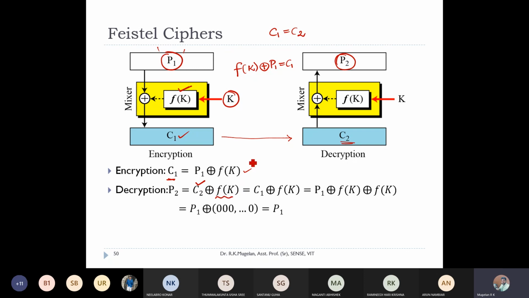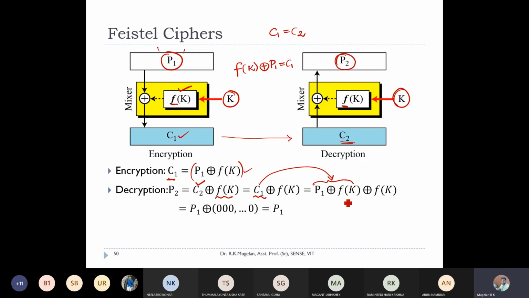Being a symmetric key cipher, they are using the same function and the same key for both encryption and decryption here. So as I said, C1 and C2 are same. I replace this C2 with respect to C1, and we already know that C1 is nothing but P1 XOR f of k. So if I replace this with P1 XOR f of k, I'm getting an expression like this.